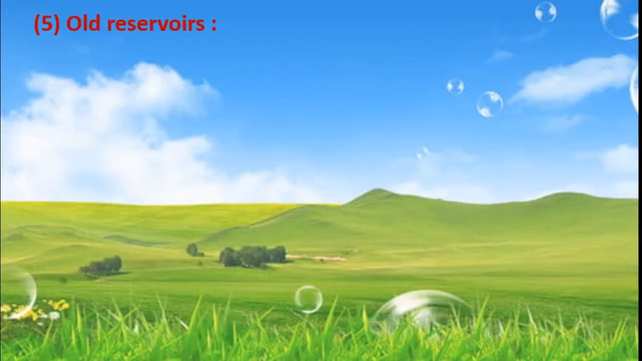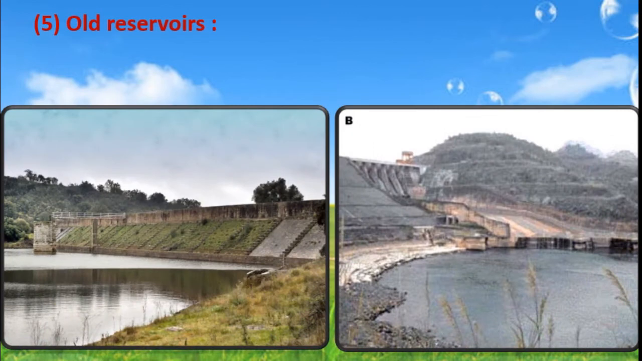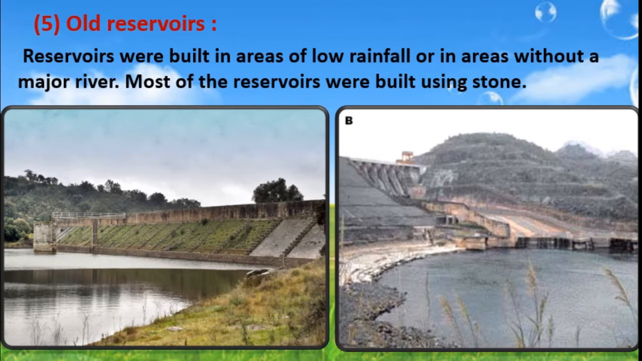Next thing is reservoirs. See, old reservoirs. Here reservoirs were built in areas of low rainfall or in areas without a major river. Most of the reservoirs were built using stone.